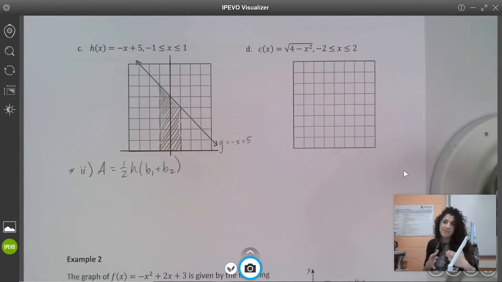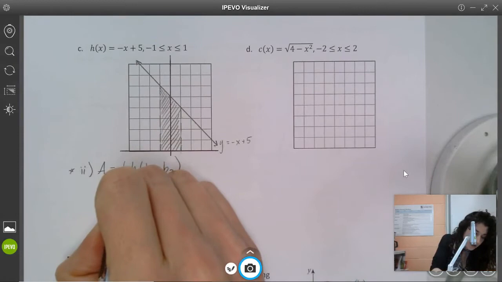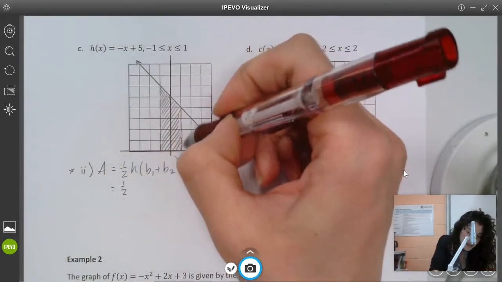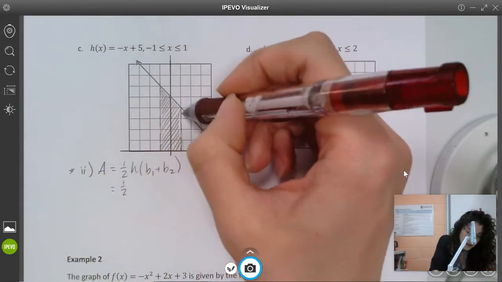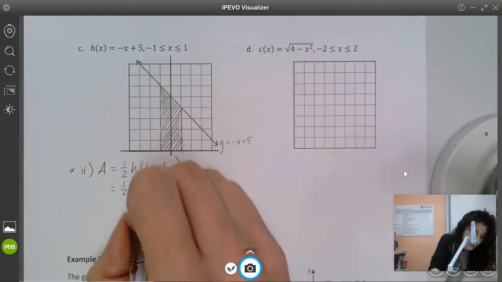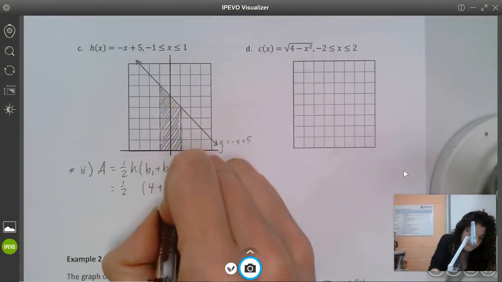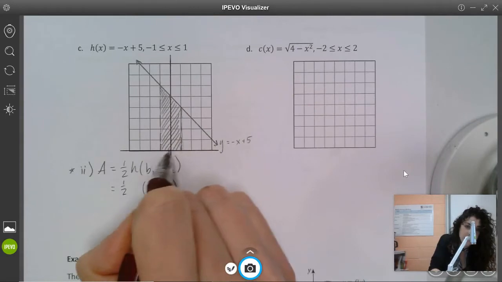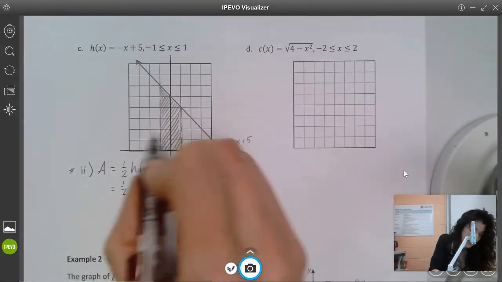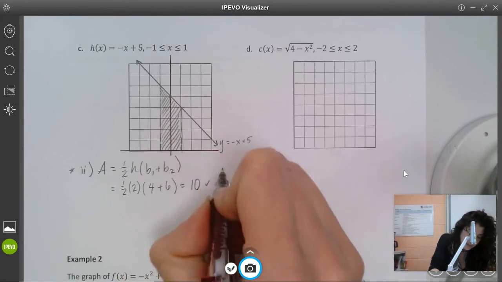In this case, base 1 and base 2 are the two sides that are parallel to each other. So if we were to pick and choose what we wanted to plug in first, base 1 and base 2 are the ones that are parallel to each other. So it's actually this side length and this side length. That's 4 for this base, and this base is 6. And then the height is the distance between those two bases, which is 2. This ends up getting us 10.